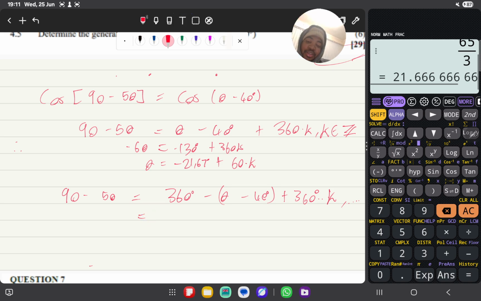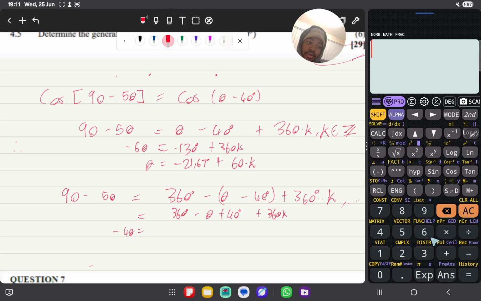So now here's what we're going to do. Minus theta plus 40, plus 360k. So this theta is negative, right? When it goes that side, it becomes positive, and then you end up having a value that is negative. So you're going to have negative 4 theta. So now we have 360 plus 40 degrees minus 90. This 90 goes that side, minus, we end up with 310.